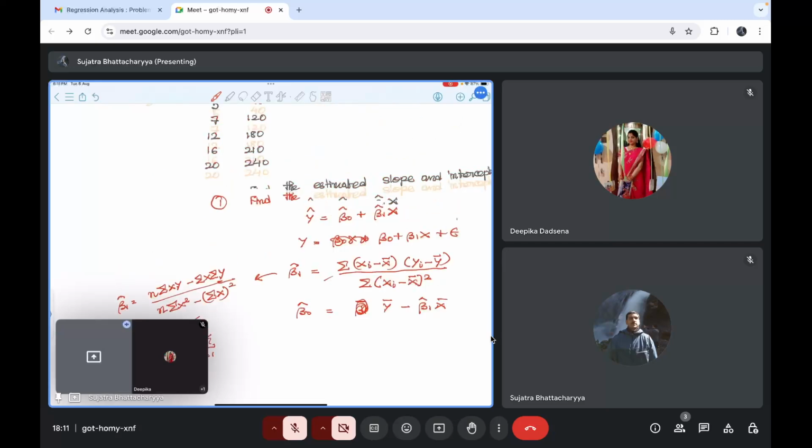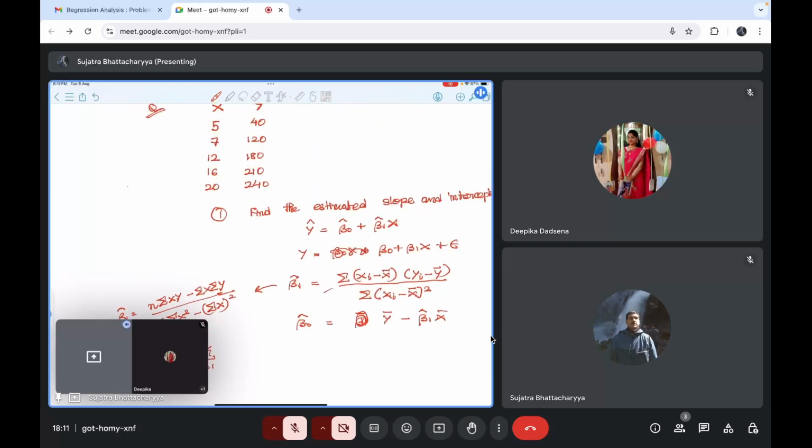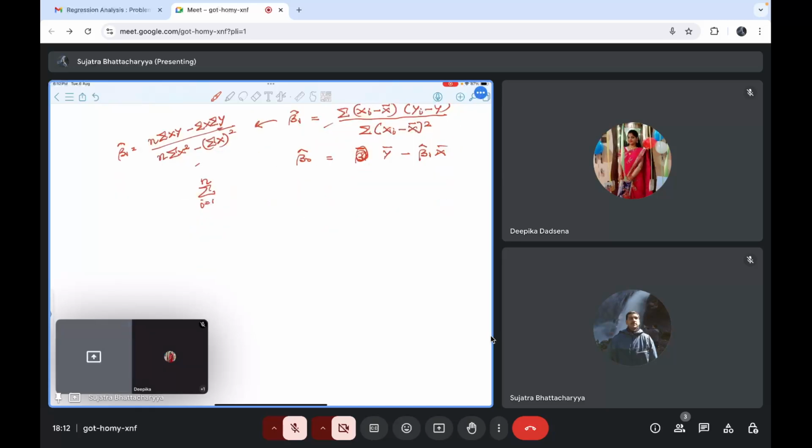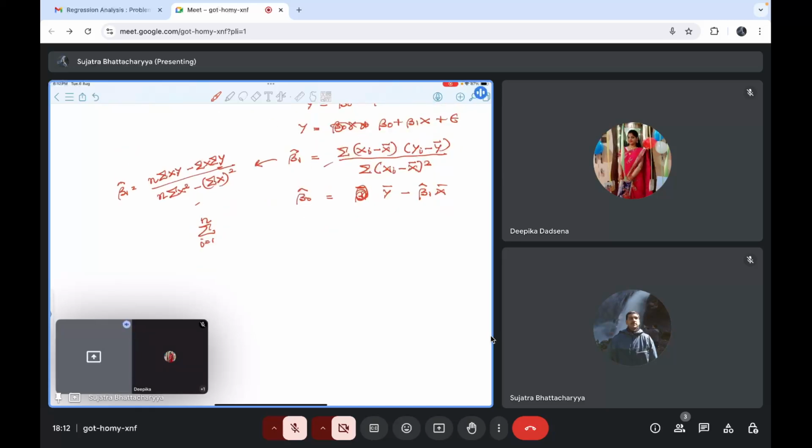Here n is how much? 1, 2, 3, 4, 5. So there are 5 samples, so n is equal to 5. You can use any of them, whichever you want to use. In this case we will use this one and this. These are the two definitions of beta 1 hat and beta naught hat. We will be using this.